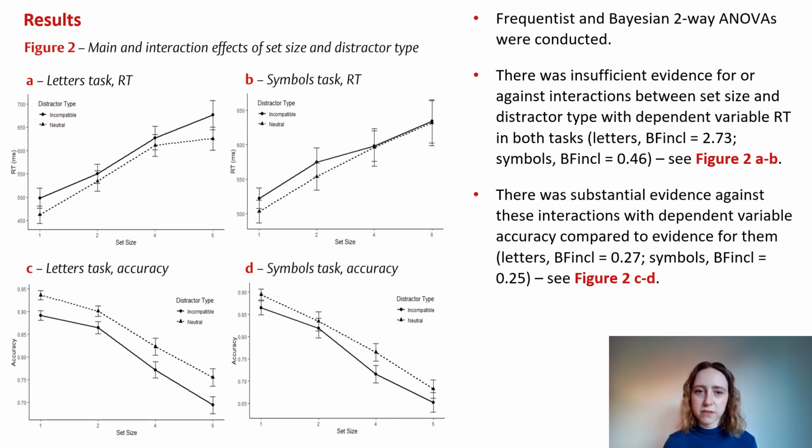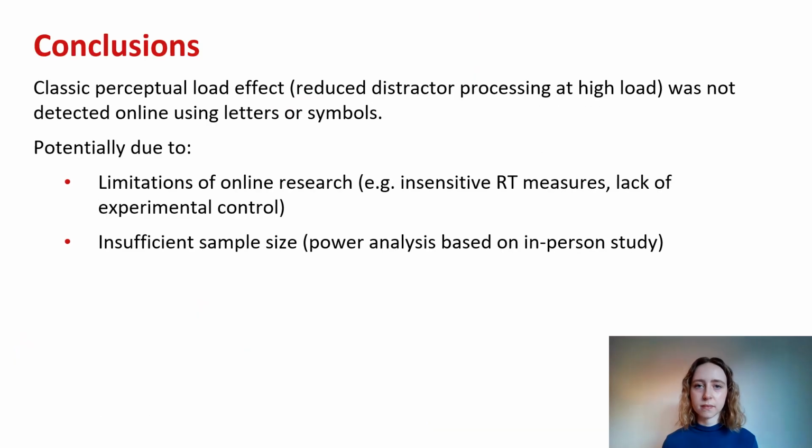So, in all the graphs in Figure 2, you would expect to see the gap between the incompatible and the neutral distractor lines disappearing at higher set sizes, since distractor processing should reduce at high perceptual load, but that is not what we found. Instead, the separation between the lines suggests that people were processing distractors across low and high perceptual load.